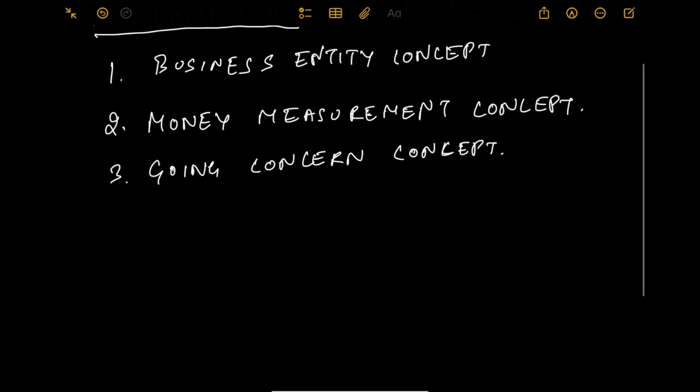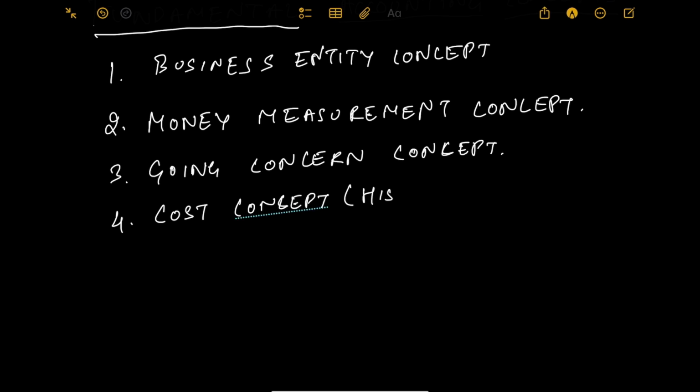I hope the going concern concept is clear. Next, we will discuss the fourth concept, that is the cost concept. It is also called the historical cost.